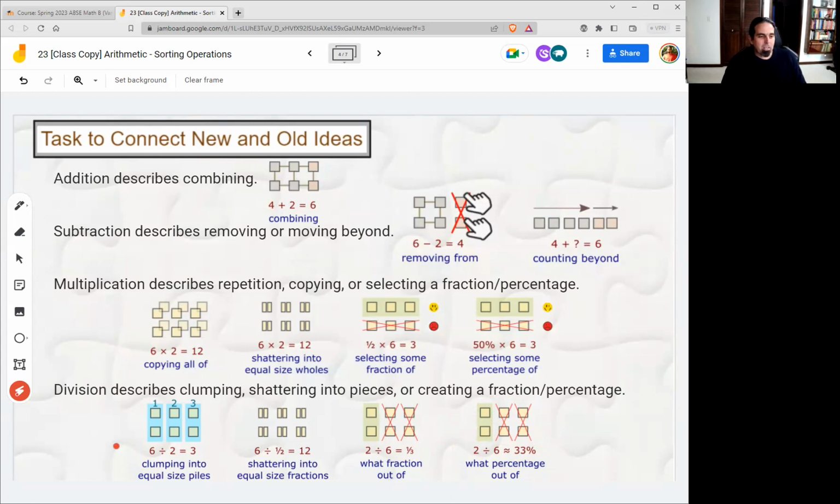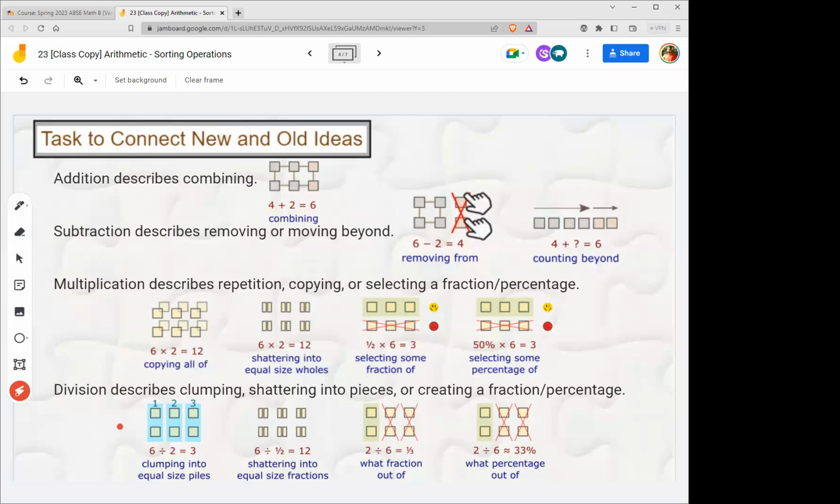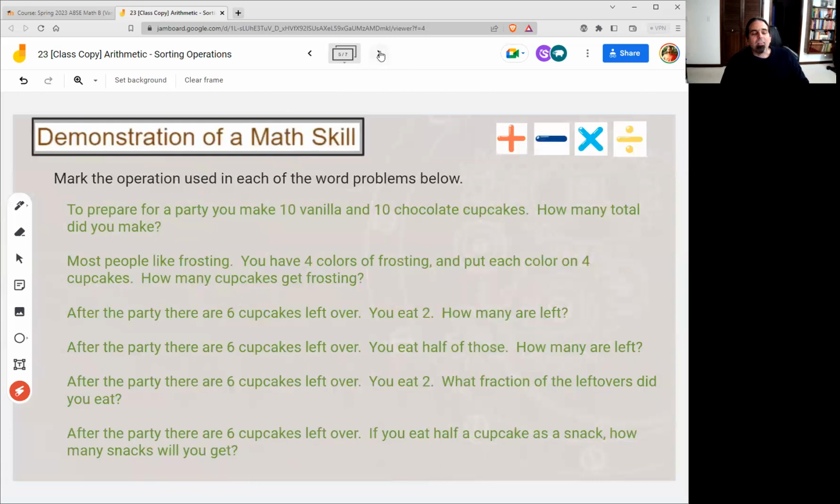Okay, that was a lot of me just narrating and pointing with my laser pointer. Questions about any of that page? Not yet. Okay. So since I knew you would say that, let's see how well you really understand.